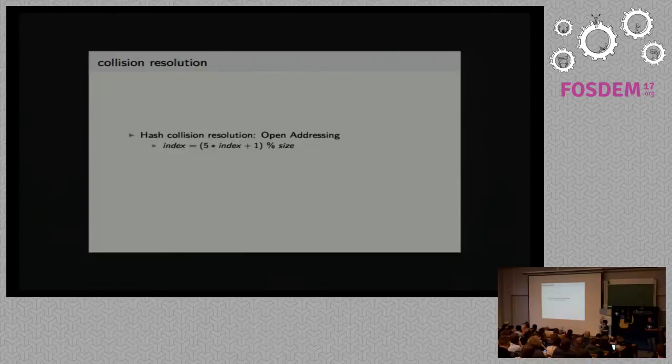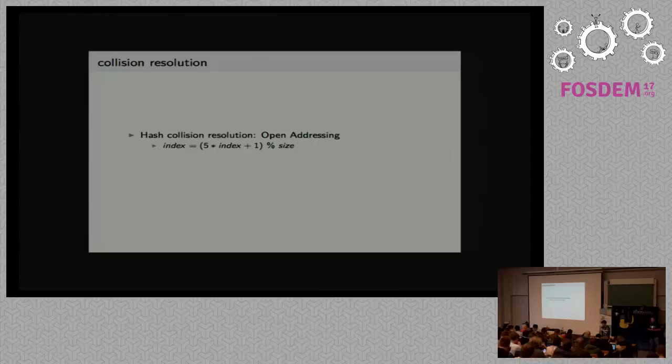There are several methods to resolve these issues. CPython uses open addressing. How open addressing works is basically you have your index or your hash, and you compute a new one following a certain rule. The rule used in CPython is 5 times index plus 1 modulo the size of the actual dictionary, which is 8 for us.